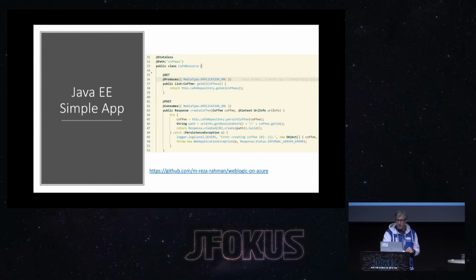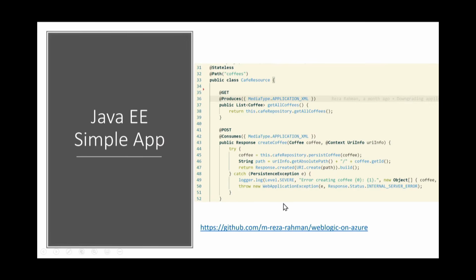Okay. So this is the sample Java EE app that I'm going to show. It's just a simple WebLogic on Azure tutorial there. I've got the link for this, and I will be uploading the slides. But this is just the REST endpoint, it's a coffee store, right? So it's basically CRUD, and it does show Azure PostgreSQL service running, and just a simple REST application.